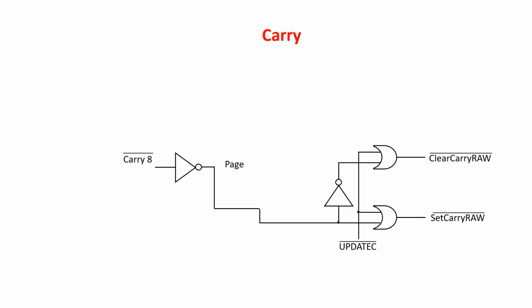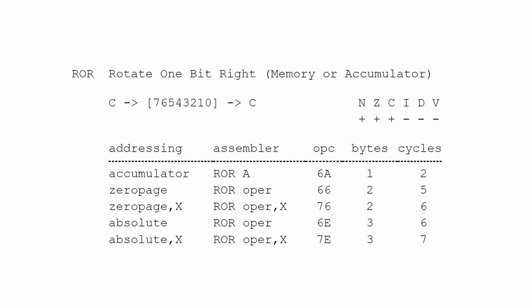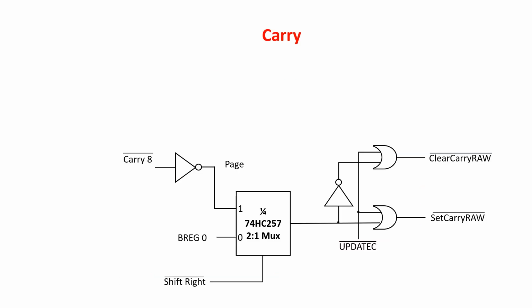It would be nice if we could just gate the carry-out from our ALU signal with our update C signal, but we have another problem. A write shift can generate a carry signal, but this time it comes from bit 0 of the input value. To solve this, we can use a 2-to-1 multiplexer, which takes the carry output from the ALU and bit 0 from the B register, and selects between them based on the shift write bit.